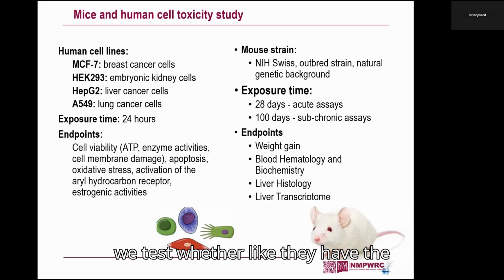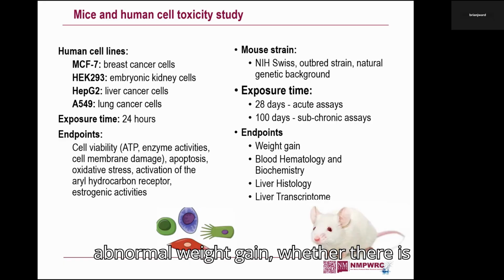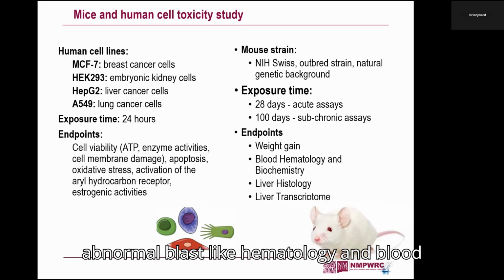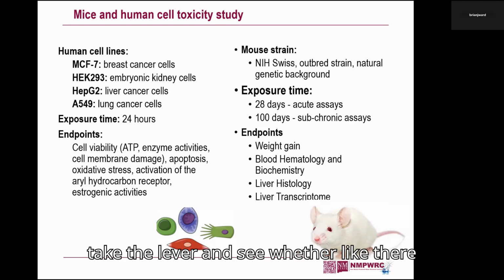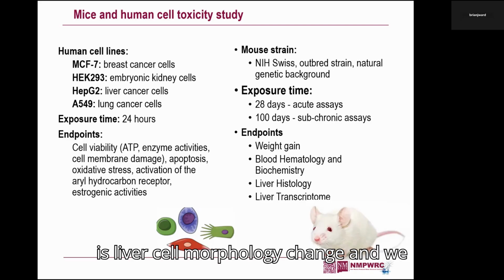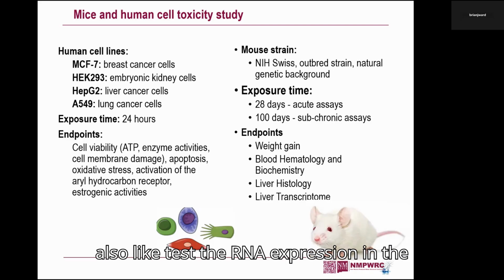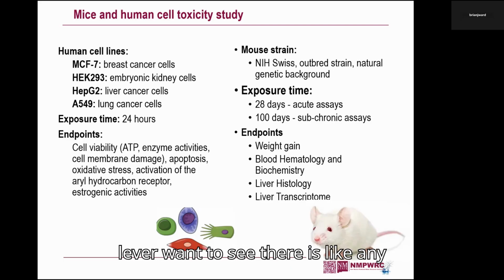We test whether they have abnormal weight gain, and whether there are abnormal hematology and blood biochemistry indicators. We also take the liver and see whether there is a liver cell morphology change. And we also test the RNA expression in the liver to see if there is any abnormal change in gene expression pathways.